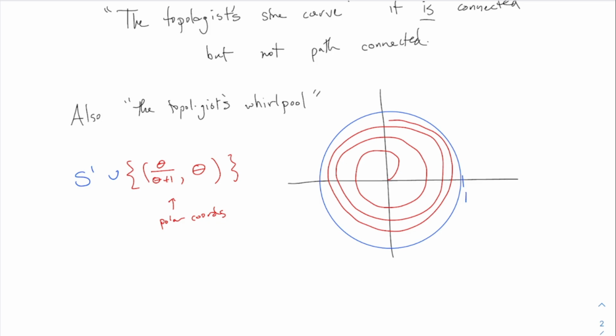All right, our book calls this the topologist's whirlpool. And it has a similar property. It is connected, but not path connected. It's connected because you can't make a neighborhood around the blue part which excludes all of the red part. I mean, as an R2 neighborhood, you can't do it. But it is not path connected because you cannot, on a path, make it from the origin all the way to the blue part. There's no path that can go from there to there because that would require an infinite path to get there. All right, so this, again, is connected but not path connected.